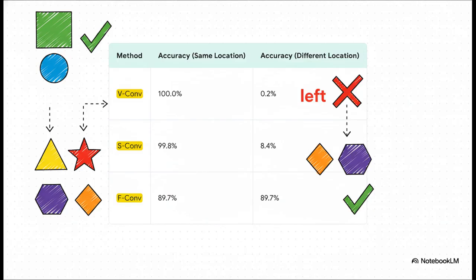Check out this table. The flawed methods look great at first, right? Almost 100% accurate when the squares are in the same old spot. But look what happens when you move them. The accuracy for the standard method just plummets to 8.4%. The other one drops to 0.2%. It's a complete and total failure. It learned nothing about the concept of left and learned everything about the location at the top. Now, look at the new method, FCONV. Its accuracy is high, and, this is the crucial part, it stays high whether the location is the same or different. It actually learned the rule, not the shortcut.